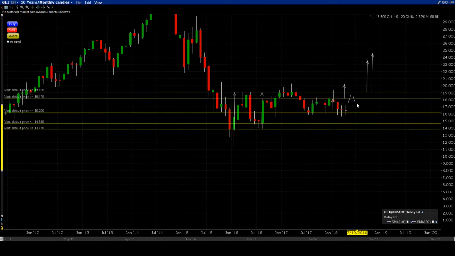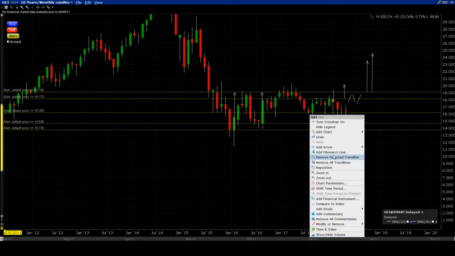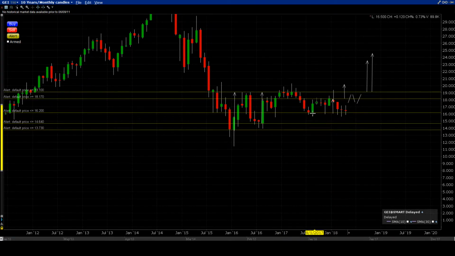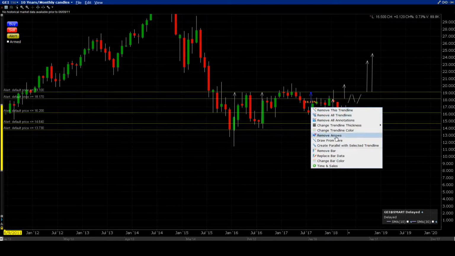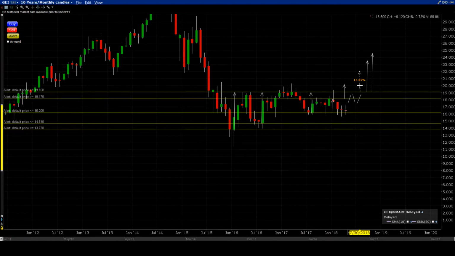Oh, this resistance line, then it would be this pattern here. Use your imagination. There you go. Create a parallel. That's a breakout line. And that's pretty much how it looks right now.